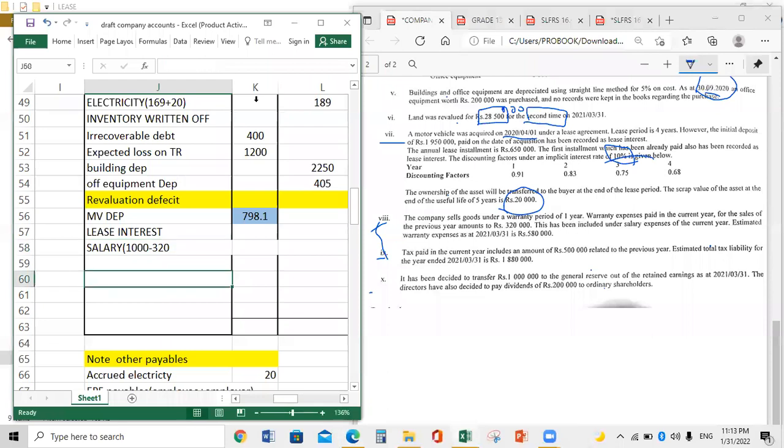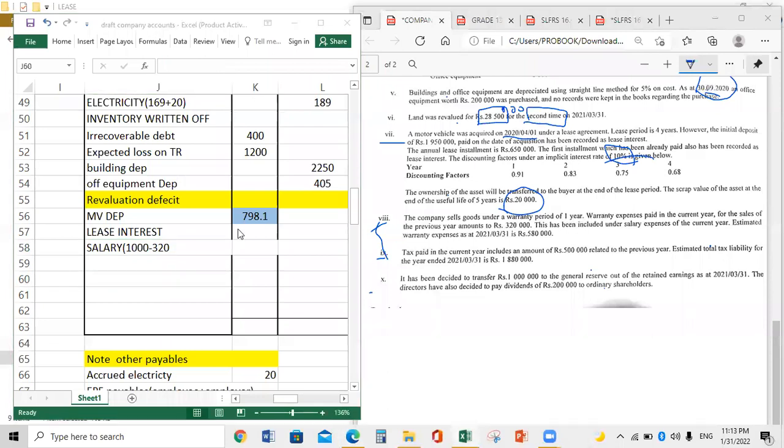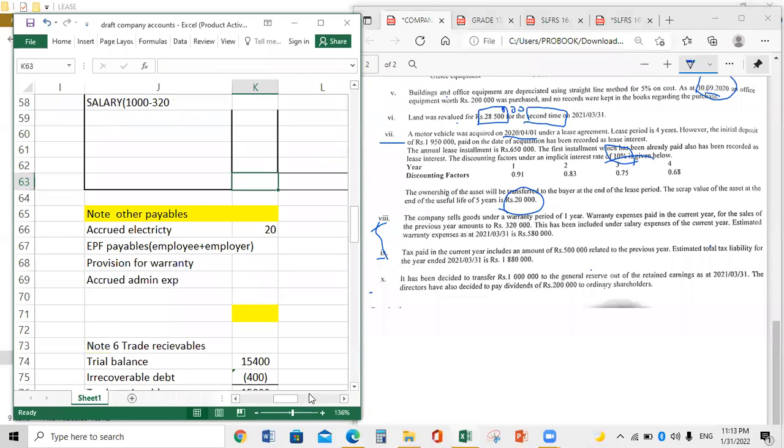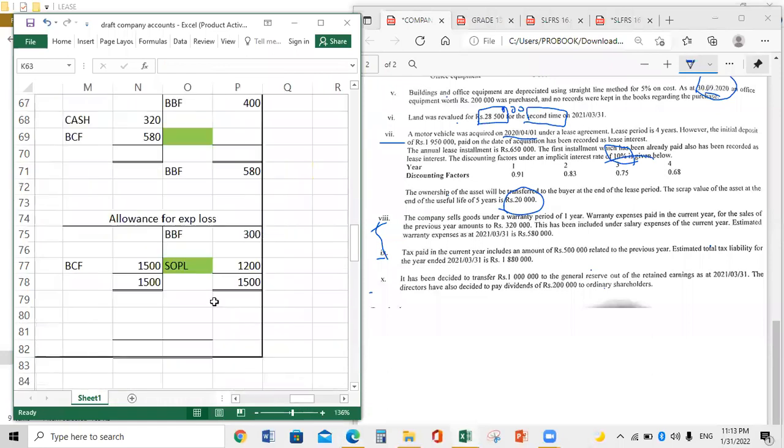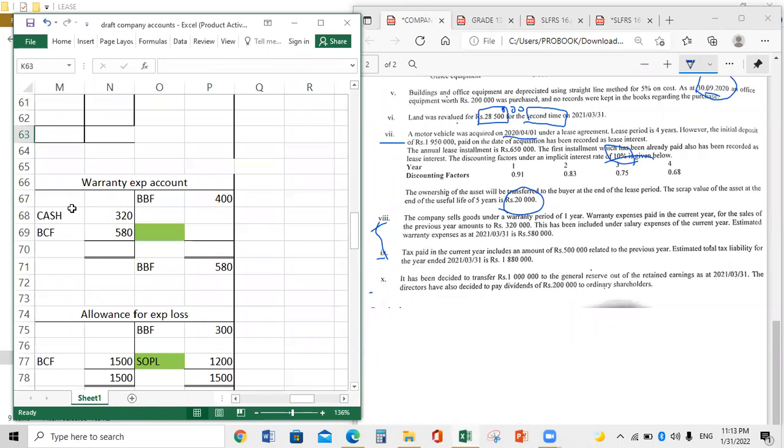320. Okay, so then you will get the correct salary value. Now we are done correcting the error. What we did, the double entry for that 320, is we debited the warranty account and credited the salary account, because they made a mistake. So you debited the warranty and credited the salary account, because this is a correction of error.